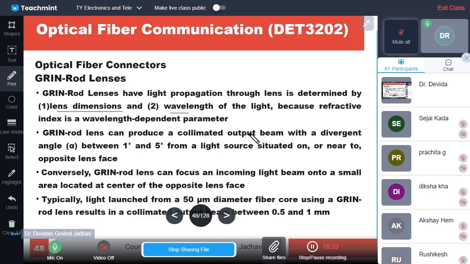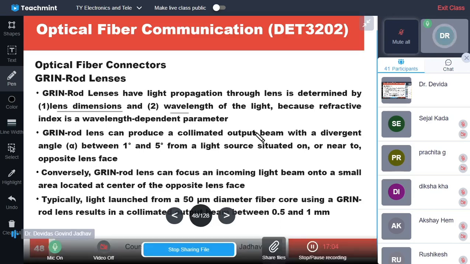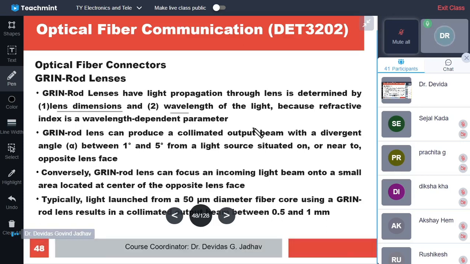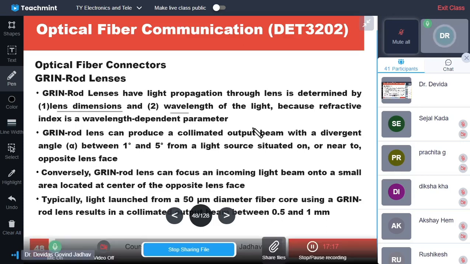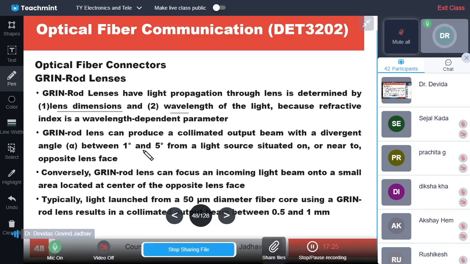Because green rod lenses have sinusoidal traverse of the optical beam, the lens dimension can be cut such that it can start diverging and it can end with the collimated beam, and it can start with the collimated beam and it can end with the focused beam. And also it is dependent on the wavelength. So green rod lenses can produce a collimated output beam with divergence angle alpha between 1 to 5 degrees.